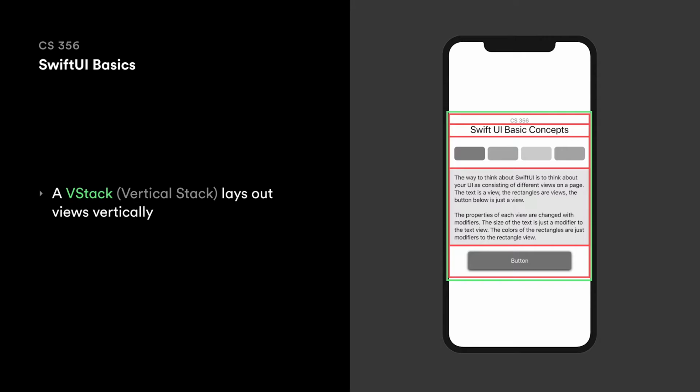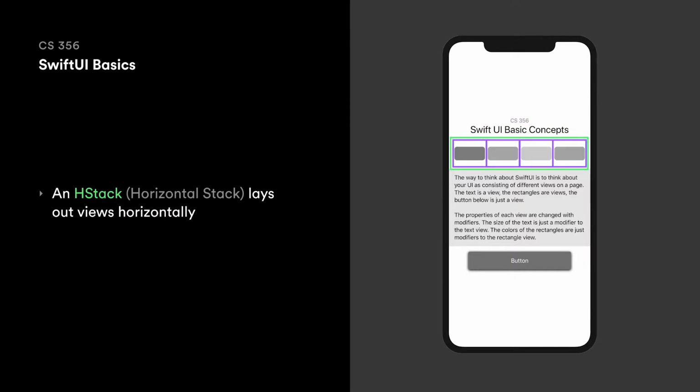So in SwiftUI, you can embed your views inside of container views. And here's an example of a V-stack or a vertical stack. And it's just one type of a stack, but it's laying out all of these child views vertically. Another type of stack is a horizontal stack or H-stack, which lays out views horizontally. And there's also a Z-stack, which can lay out views on top of each other as well.